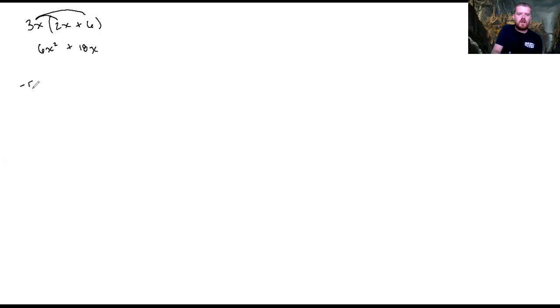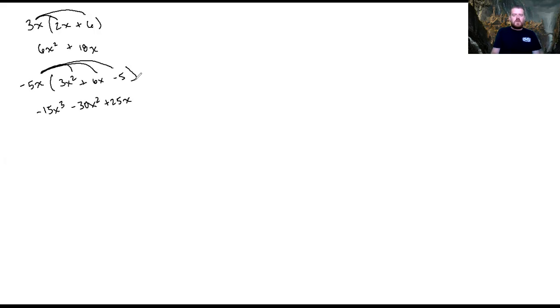And I can make this a little more complicated. I could take a monomial and multiply times a trinomial. Same process, multiply each term. Like so. So that's pretty straightforward. That's just distributive property.